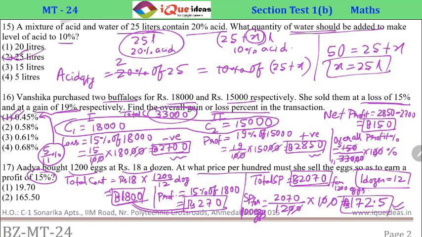Alright, so the options are not visible here. They would be in the next sheet, but no problem. The answer is rupees 172.5. That's the correct answer. Right, now let's go to the next question.